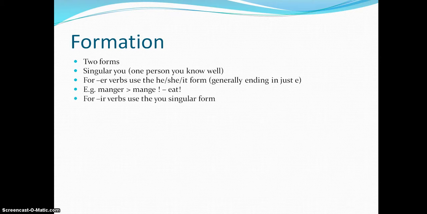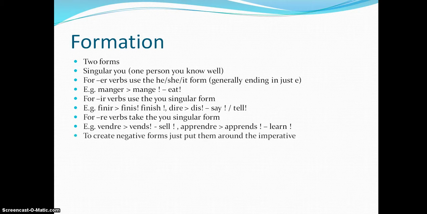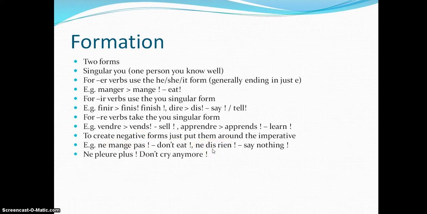IR verbs use the you singular form. So finir becomes fini, finish. Dire becomes dis, say or tell. And for RE verbs, you take the you singular form as well. Vendre becomes vends, sell. Apprendre becomes apprends, learn. Then to create negative forms, we just put the negative around the imperative. So ne mange pas, don't eat. Ne dis rien, say nothing. So the ne and the pas around the verb, the ne and rien around the verb. Ne pleure plus, don't cry anymore. Ne and plus around the verb.